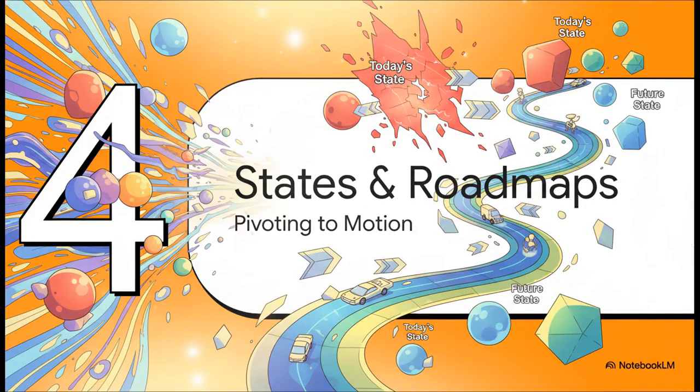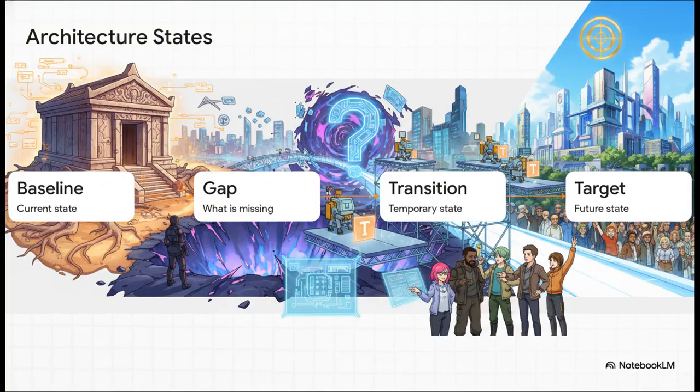Moving right along to Part 4, States, Gaps, and Roadmaps. You see, architecture isn't just about documenting where we are right now. It's about how we move an organization from where it is today to where it needs to be tomorrow. The standard defines a really clear conceptual journey for this. We always start with a baseline architecture. That's the formally agreed upon current state of things. Then, we identify the gap. What's missing between today and our goal? From there, we move through temporary transition architectures and eventually arrive at our designated future target architecture.